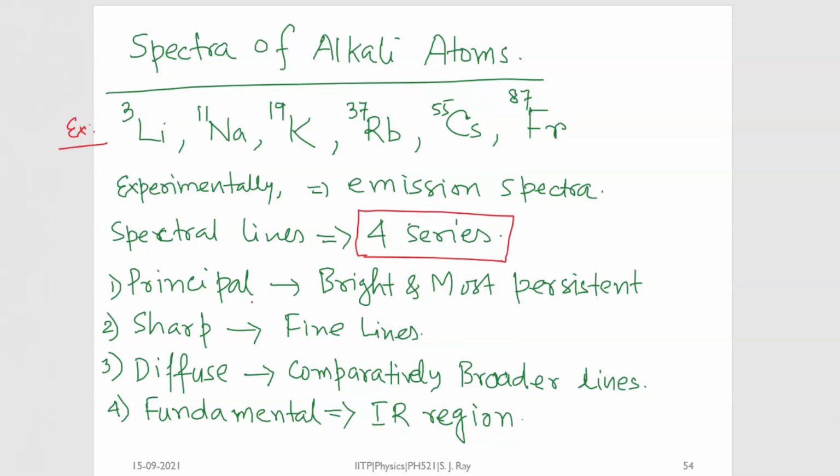So the first one is called the principal series, which is bright and most persistent. That means this is the prominent one which you will see. Then there is the sharp series, where you will see finer lines. Then the third one is diffuse, so it has comparatively broader lines, and then the fundamental series, which comes up in the infrared region. So in total: principal, sharp, diffuse, fundamental. Okay, so 4 series are observed.